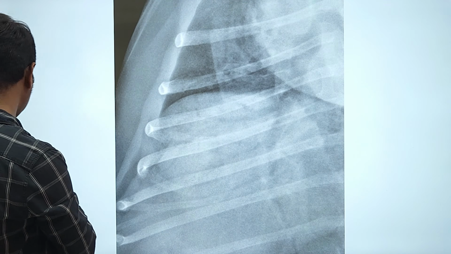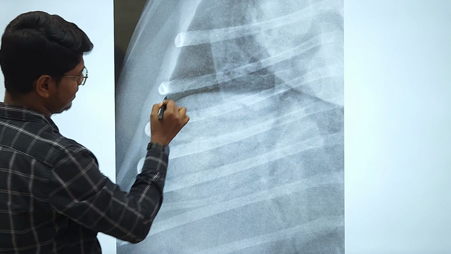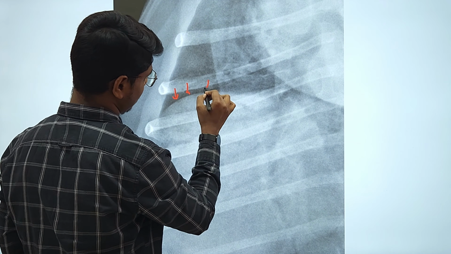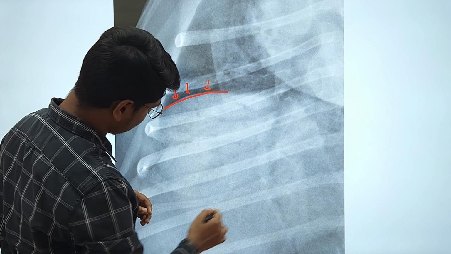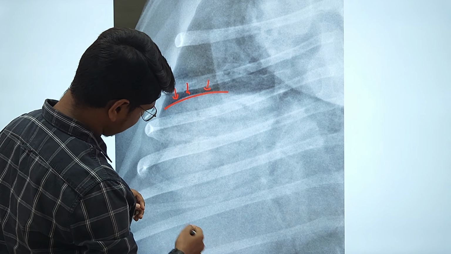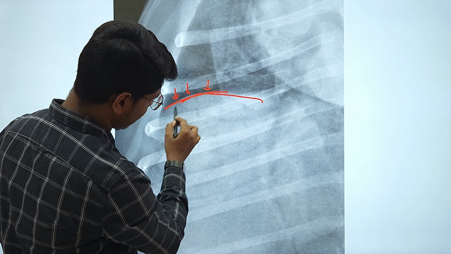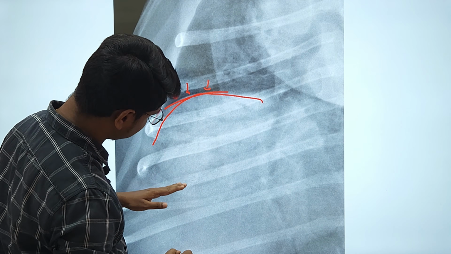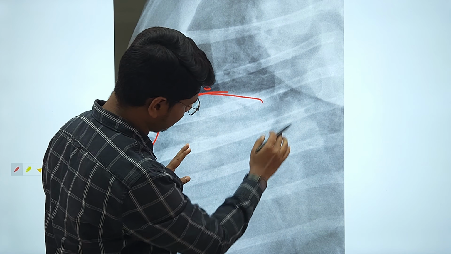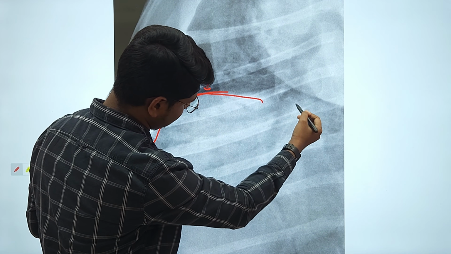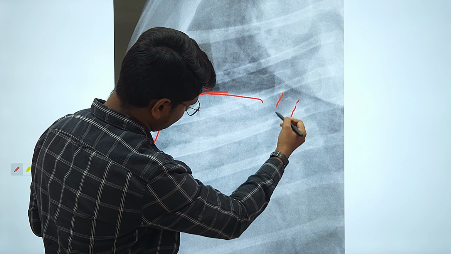Next, see another radiograph. Can you see the lobar sign? Here is the lobar sign, and along that you can find the increase in opacity. This is completely opaque. Though bronchograms are not that visible, can you see some bronchograms in this particular region?